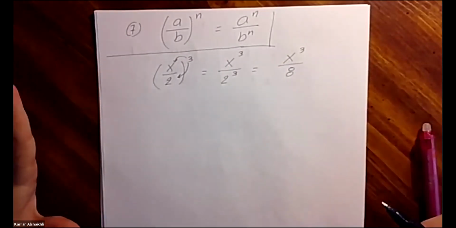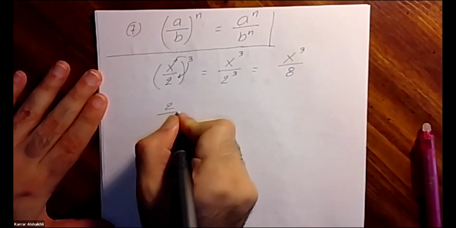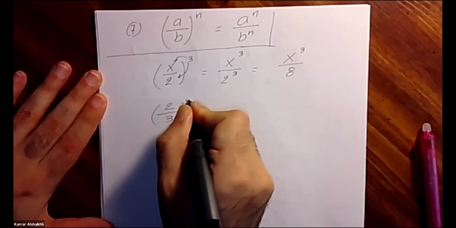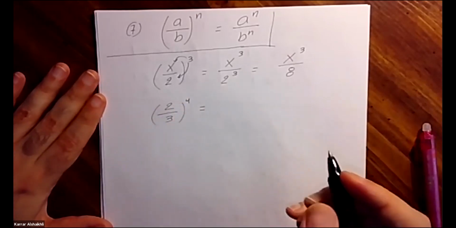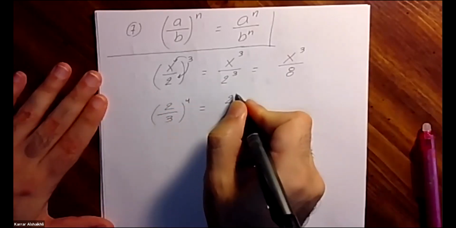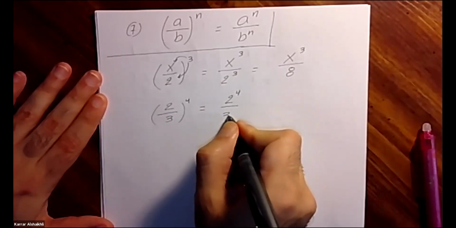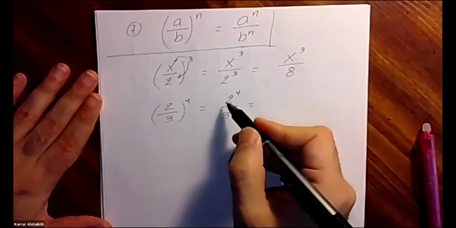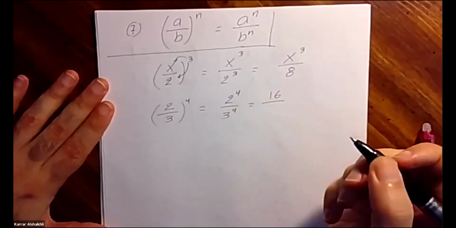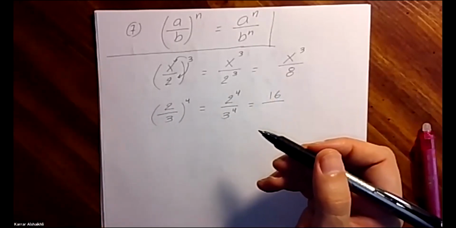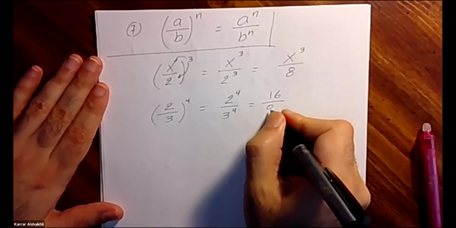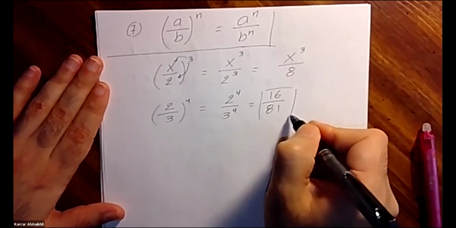The same thing if you have just numbers. If you have 2 over 3 to the power 4, exactly the same thing here. You're going to distribute this one on the top and on the bottom. So it's going to be 2 to the power 4 over 3 to the power 4. 2 to the power 4 means 2 times 2 times 2, 4 times, so it's going to be 16. 3 to the power 4 means 3 times 3 times 3 times 3, so it's going to be 81. You can simplify it, so that's it.